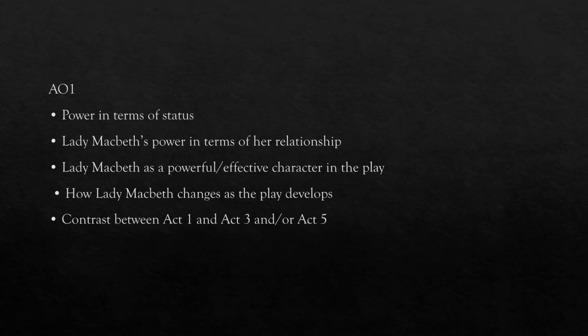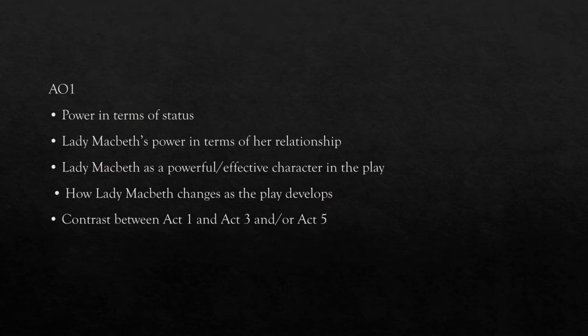So you might want to look at, say, 2 or 3 of these areas, depending on how much depth you're going to be writing in. An obvious one would be power in terms of status, and I'm going to be referring to that later in the third PowerPoint. Lady Macbeth's power in terms of her relationship. Again, remember these AOs all link to each other, so her relationship and her power would connect with AO3, because it would be very unusual for somebody at that time to have that much power within a marriage.